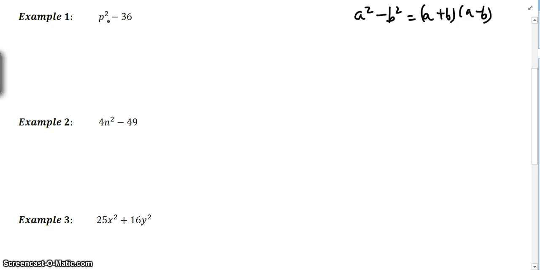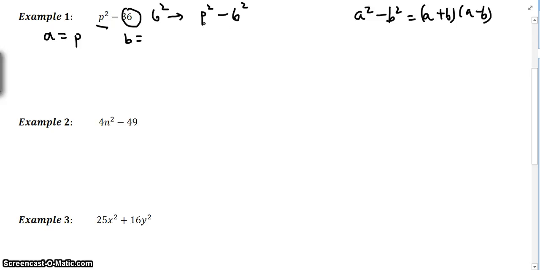Okay, so we've got p squared minus 36. Let's have a look at our values now. What is our a value in this case? Our a value is p. And what is our b value? Our b value is not 36, but rather 6 squared. So let's just rewrite this as p squared minus 6 squared.